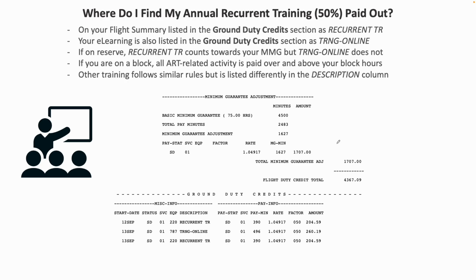Where would you find your annual recurrent training paid out? Because it's paid at 50% of your air rate, it is also found under ground duty credits. Now with our annual recurrent training, we also do online training, and this too can be found under ground duty credits. The online training shows up as TRNG-online, that is training online.